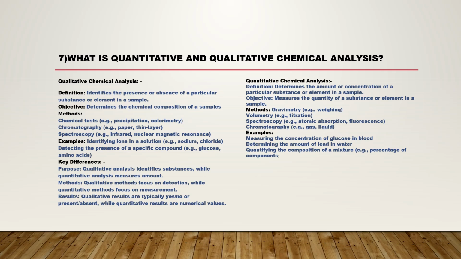Detecting the presence of specific compounds. Example: glucose, amino acids. Quantitative chemical analysis. Definition: determine the amount or concentration of a particular substance or element in a sample. Objective: measure the quantity of a substance or element in a sample.